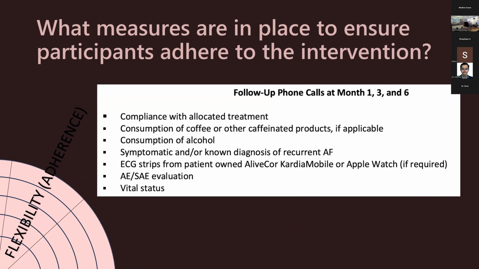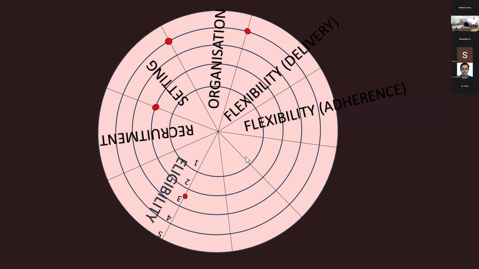So what happened to our study? These patients had phone call follow-ups at 1, 3, and 6 months, where they were assessed for compliance with the allocated treatment, consumption of coffee and alcohol, and whether they were symptomatic for AF or not, and their ECG strips and the data from their watches were analyzed to see if they had AF. They were also looked at for adverse events, and the vital status was followed up. So the follow-up phone calls seem to be going more towards the explanatory approach. So I have reduced 1 and given a score of 4 here.